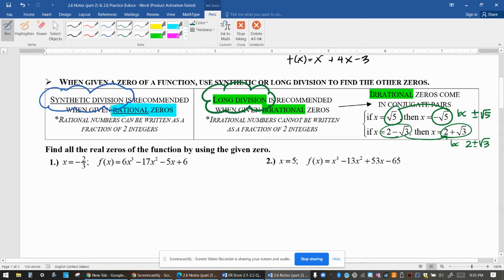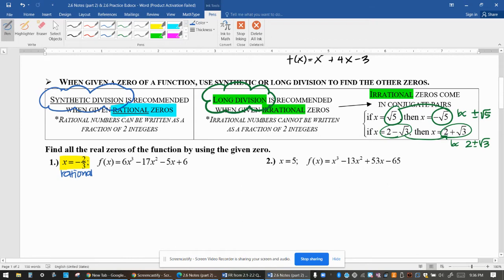Number 1, find all the real zeros of the function by using the given zero. So right away, notice that you're given a zero. You have to ask yourself, is it rational or irrational? Remember, rational zeros can be written as fractions. Well, look, -2/3 is already a fraction, so that means that it's rational. And if it's rational, that means I can use synthetic. Okay?